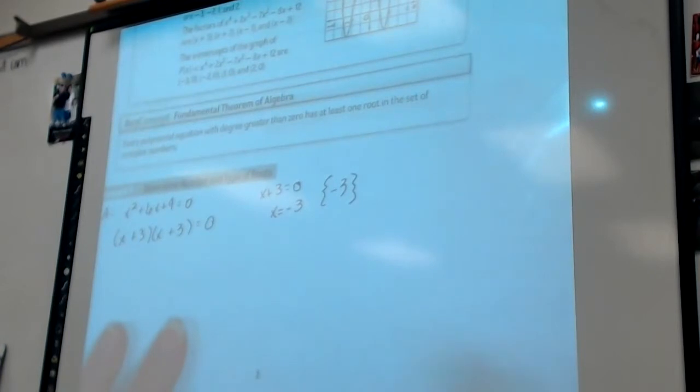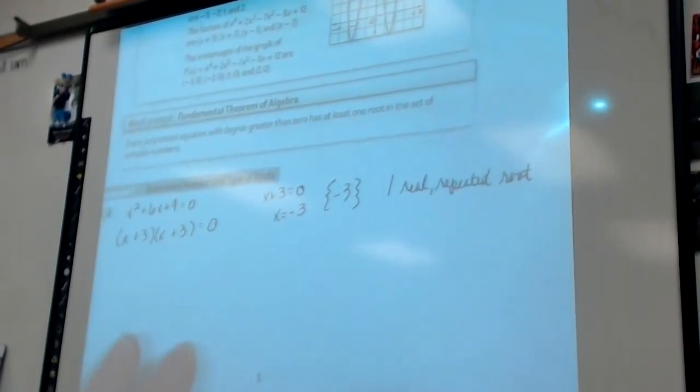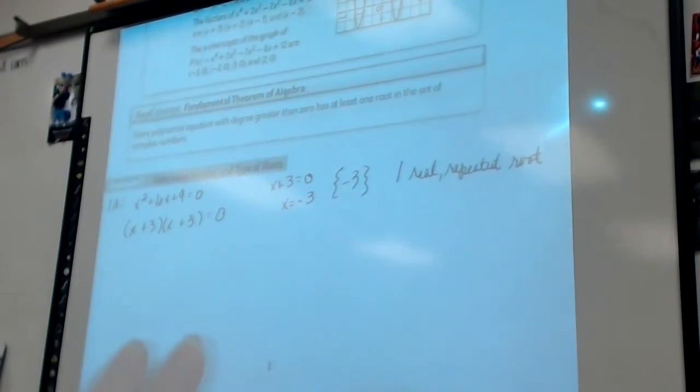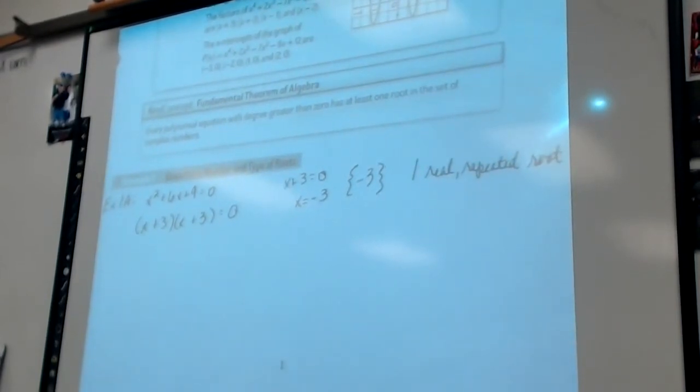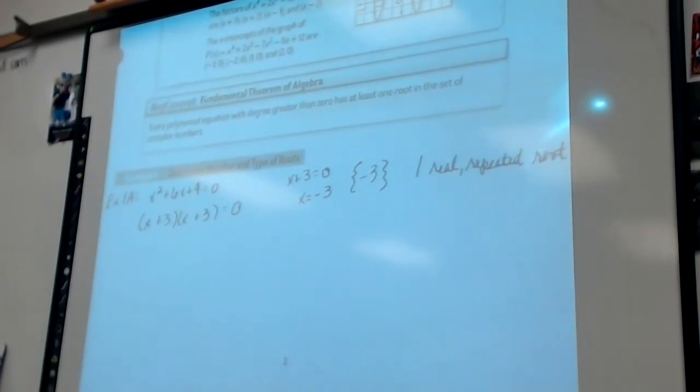All right, so the number and type of roots. This one has one real root, and we're going to add the word repeated. Now, you don't necessarily have to put that on your assignment, but this one has a repeated root. This is going to be one of those quadratics, one of those parabolas that just sits on the x-axis, okay?